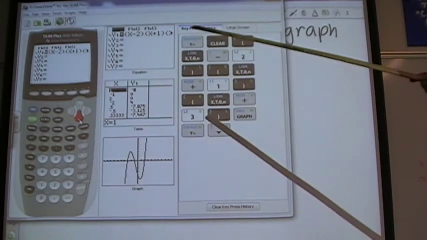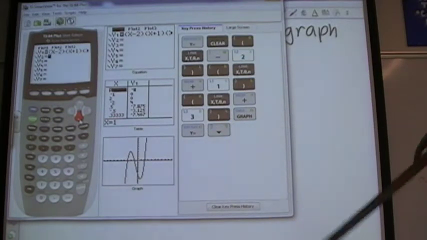Are any of your plots highlighted at the top? Is anything highlighted at the top? Okay. Plot 1 cannot be lit up, so go all the way up to the top and hit enter. None of them can be lit up. All right, that should be x minus 2, x plus 1, and what was the last one? X plus 3. X plus 3. Hit graph.